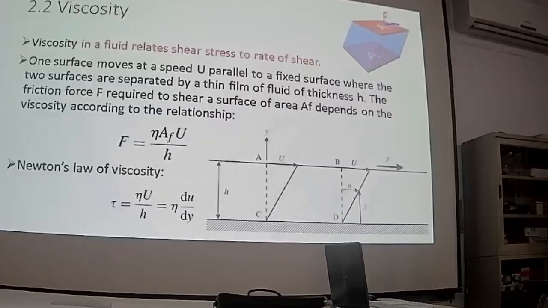So in that case, this is the shear stress. The shear force will be the shear stress multiplied by the bearing area. So this is the bearing area, A_S, the shear surface area.